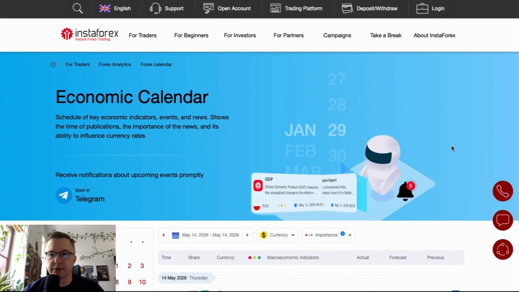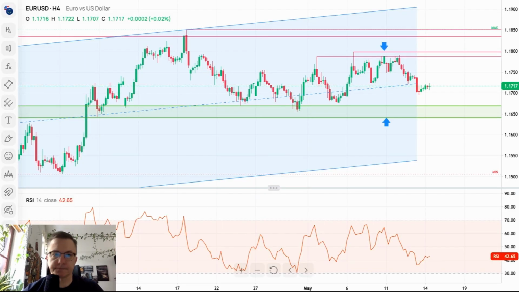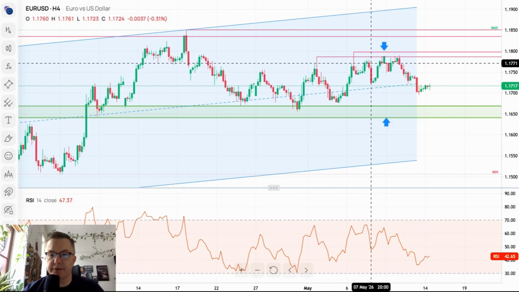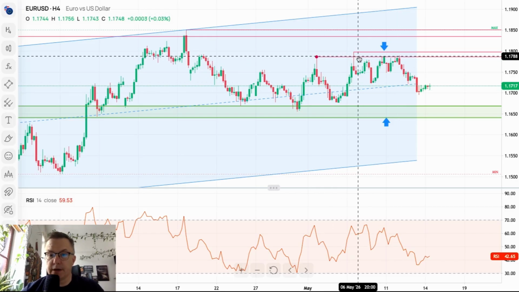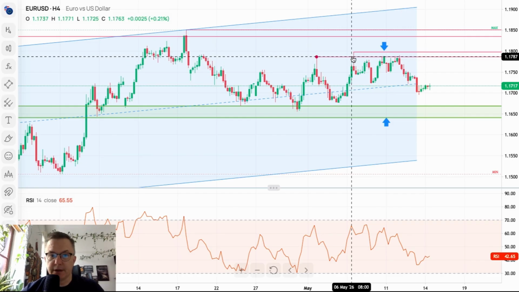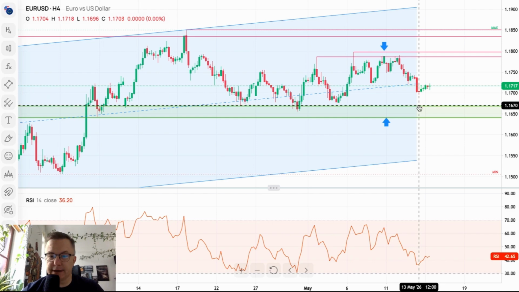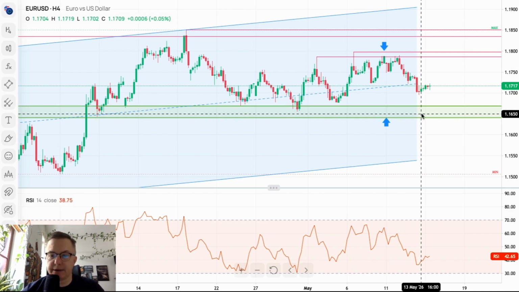Nevertheless, without any further ado, let's switch to the charts and we start with euro dollar. On our time frame, the chart of the euro dollar is missing volatility these days, after a few attempts to break out above 1.1797, 1.1771. The market went lower towards the technical support at 1.1669, which is part of the demand zone.